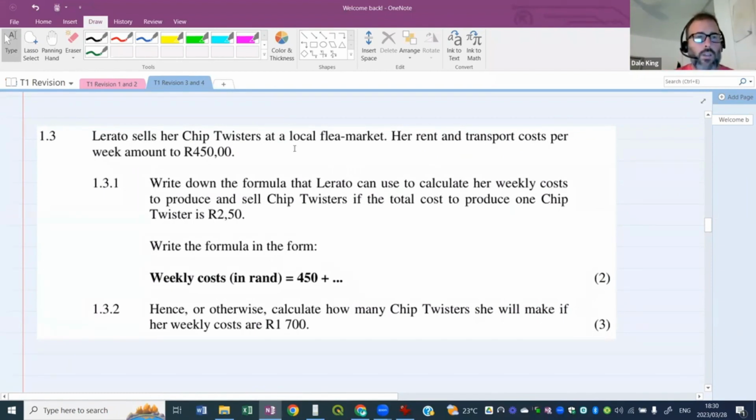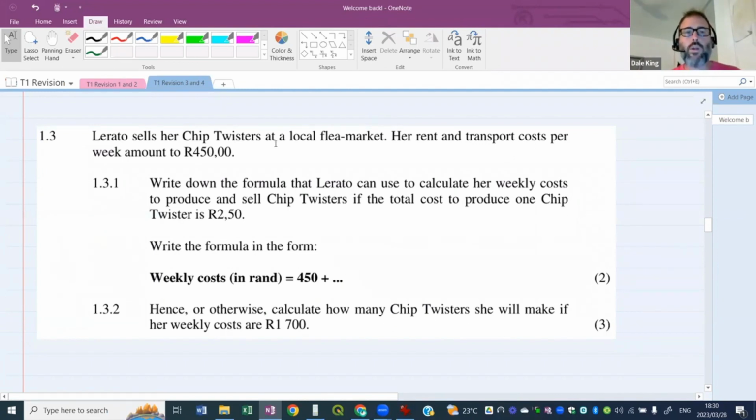All right. Lorata sells her chip twisters at a local flea market. Her rent and transport costs per week amount to 450 Rand. Okay, so she's got a business where she's selling something at the flea market, and her business has got some expenses. We've got rent and transport costs, and they will come up to 450 Rand every week. Right, so every week she goes to the market, she has to pay the market organizers a little bit of rent, and to get to the market, there are transport costs. So it costs her 450 Rand just to get there and set up her store. All right, and she's selling chip twisters at the market.